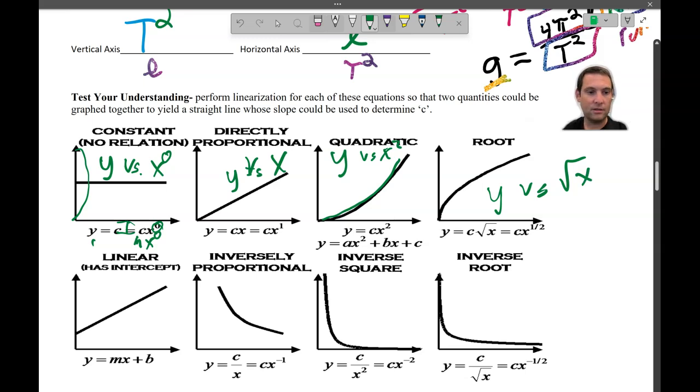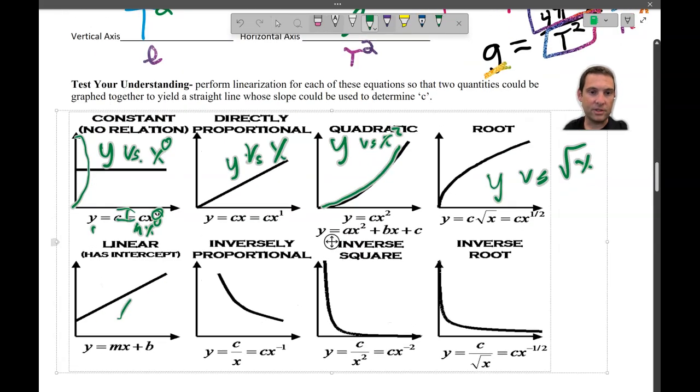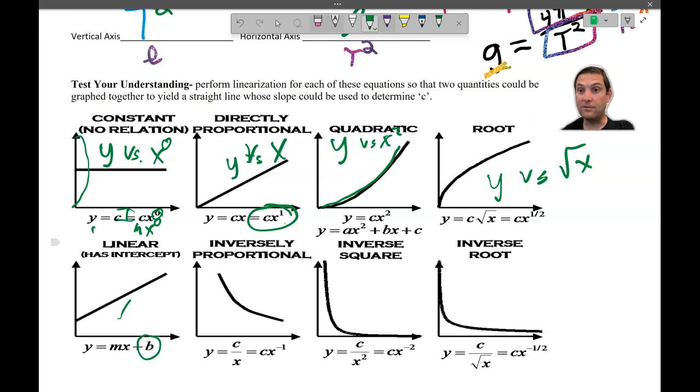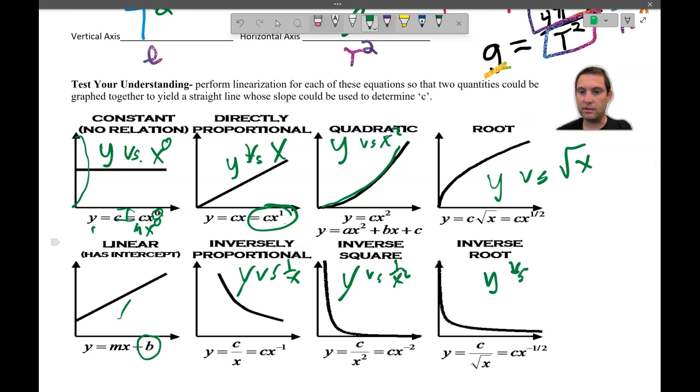That will linearize it. This one, that's linear, but it has a y-intercept. Notice the difference here. There is no plus b with the directly proportional, and there is a plus b for a linear. That's the difference between a directly proportional graph. Directly proportional, the slope will go through the origin. For the inversely proportional graph, we're going to do y versus 1 over x to make that a straight line. An inverse square, y versus 1 over x squared. And then by now you've picked up on the pattern. y versus 1 over square root x to linearize the inverse root.